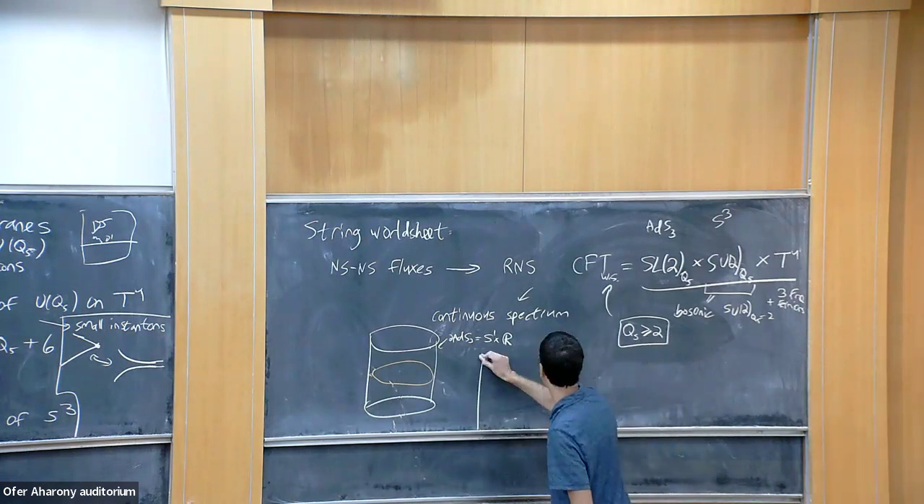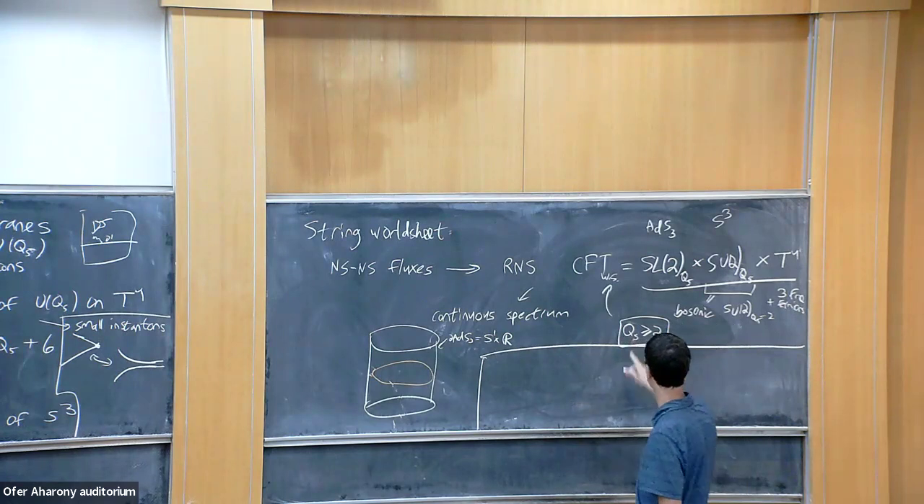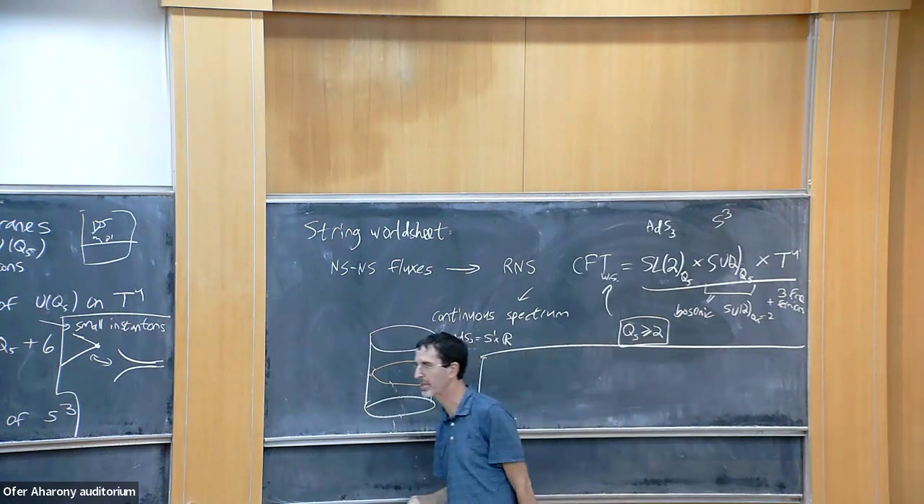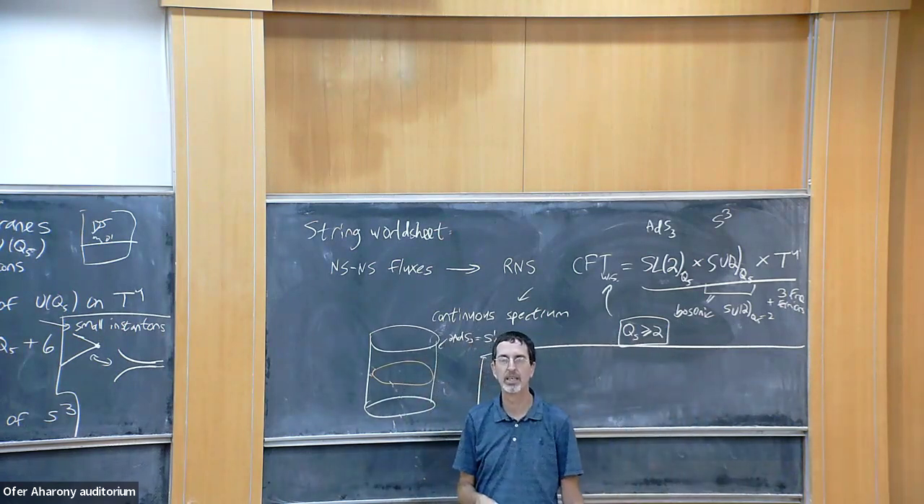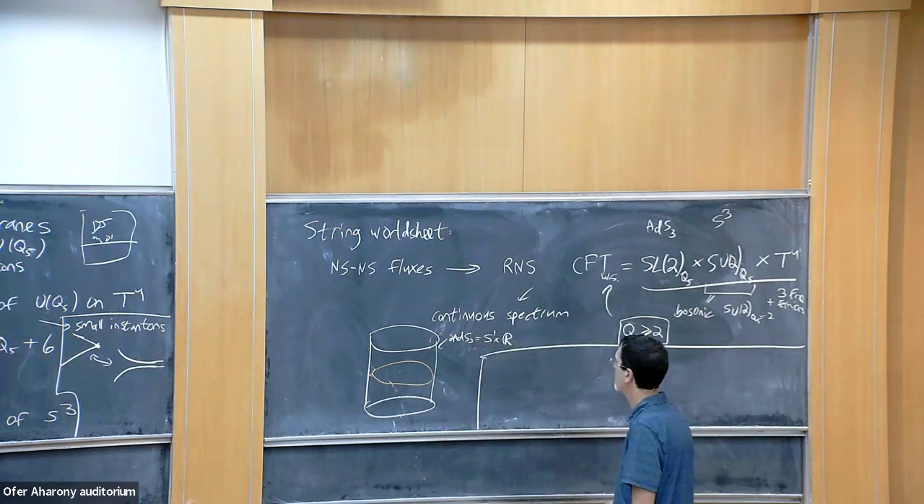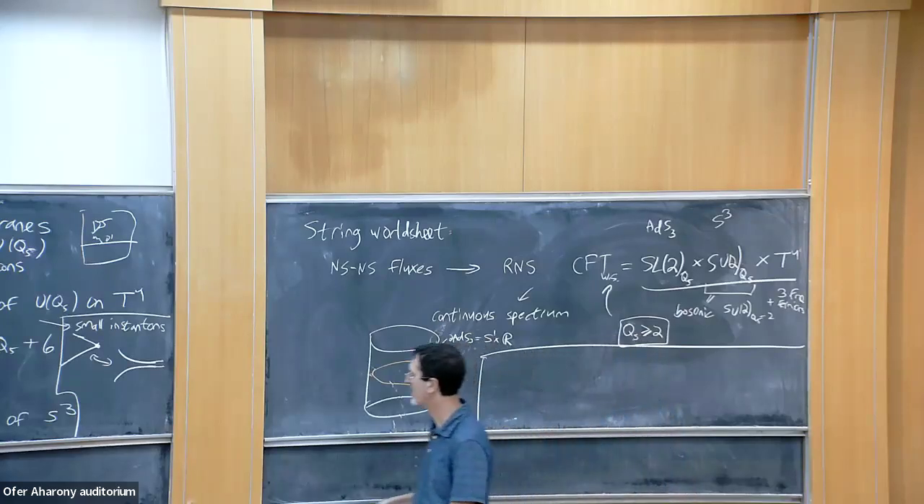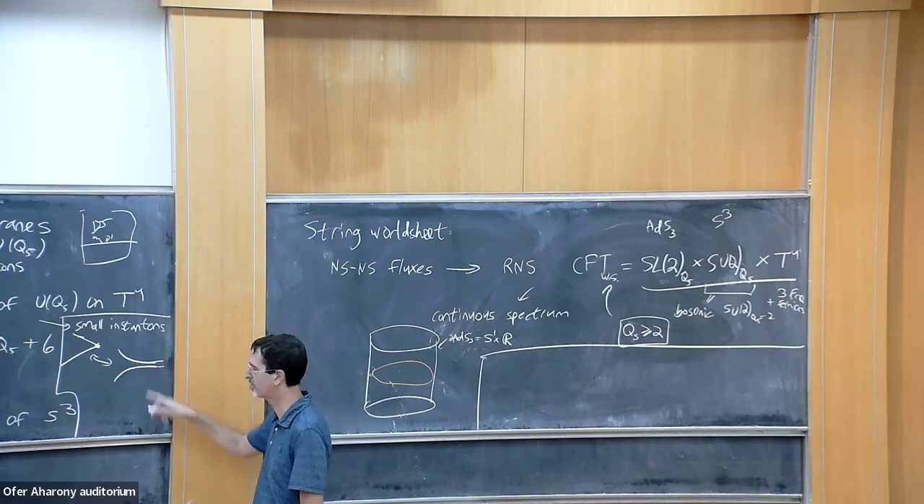So this is one way to describe a string background, which is only valid for Q5 bigger or equal to 2. Yes, any questions about this? Yeah, so the question is, but this is kind of infinite distance in moduli space, right? So you'd like to somehow move away from this point and not see this continuum. So, should we really... on the moduli space, it's not infinite distance, it's finite distance. At finite distance on the moduli space, you develop this throat.